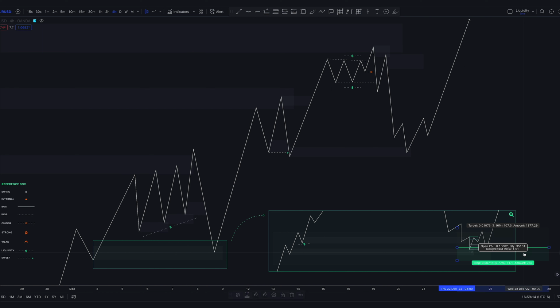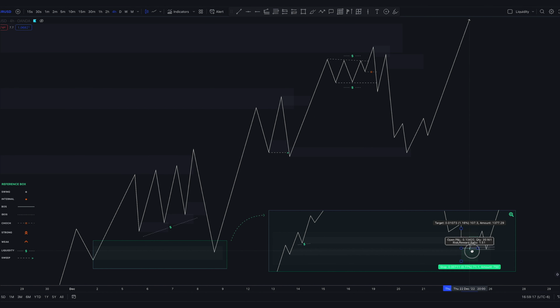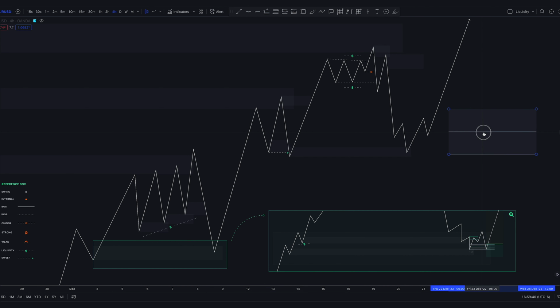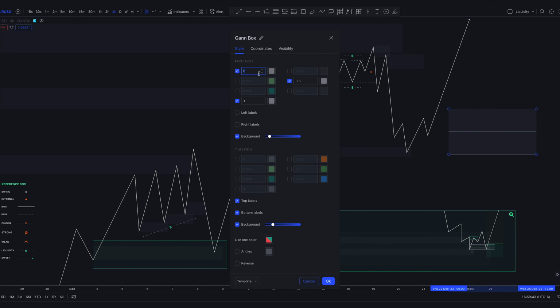Let me try to move this guy here. So like this is, I think I said something about this type of entries here. It's pretty much when you drag this on, how is this called, the GAN box. As you can see here, let me open, so this is what I use, the 0, 0.5, and 1. So this just means that this is the 50%, and that's the 0 and the 1.